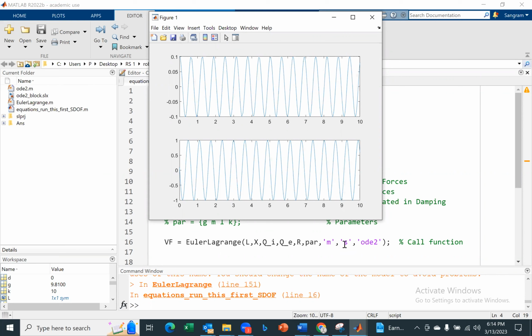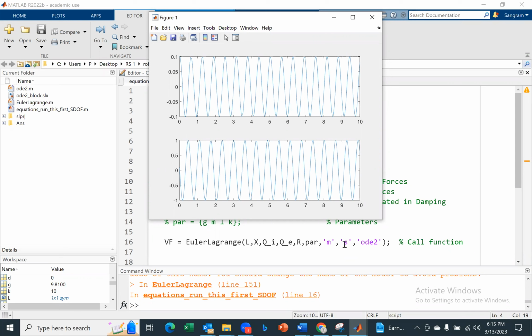Yes? Is that giving an error? What error? Oh, because you don't have Simulink installed. Morning is fine. You don't have Simulink installed. That is the problem.